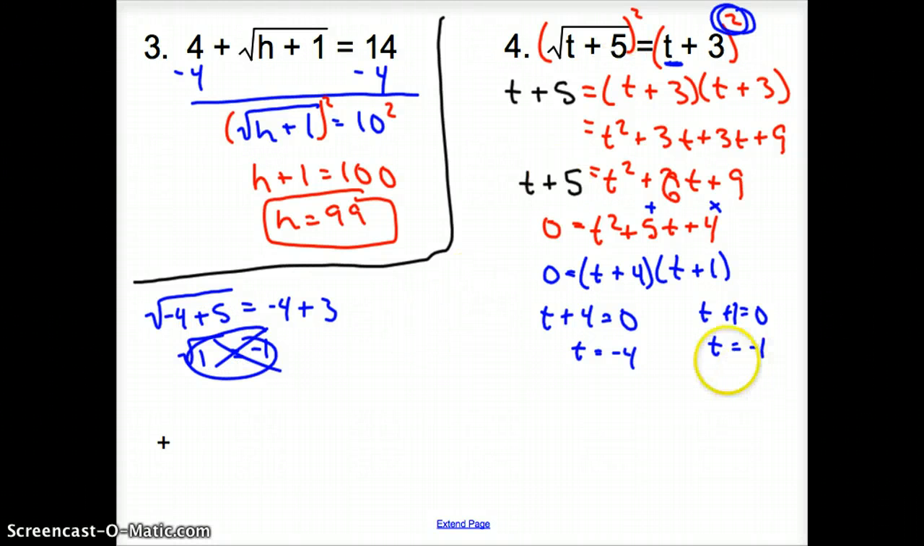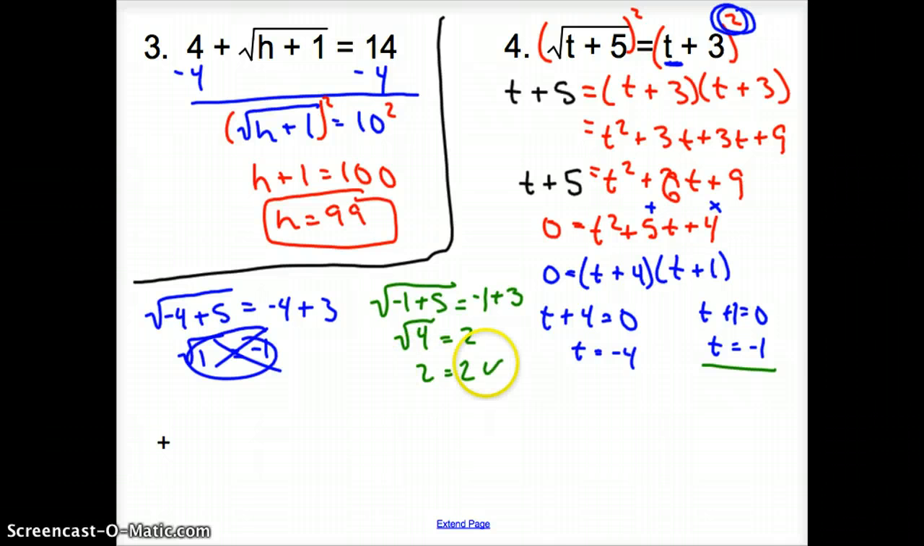Now, let's try this guy, where I'm plugging it in. Square root of negative 1 plus 5, that gives me negative 1 plus 3. Here I have the square root of 4, that equals 2. Well, the square root of 4 is 2, which equals 2, so my solution is good here, so t equals negative 1.